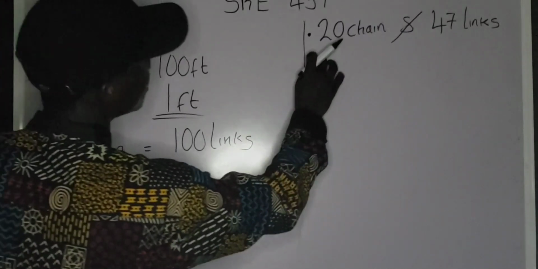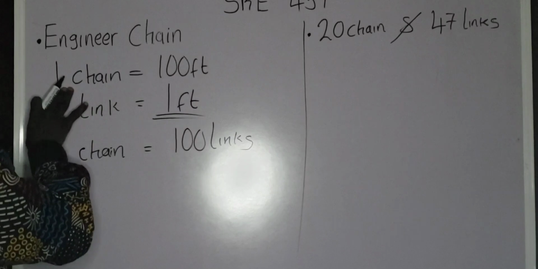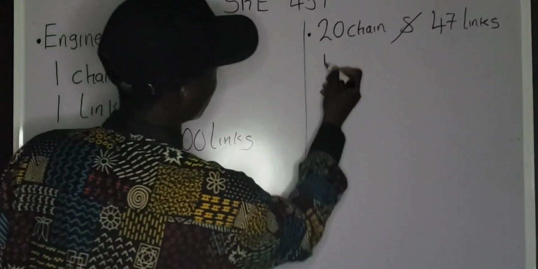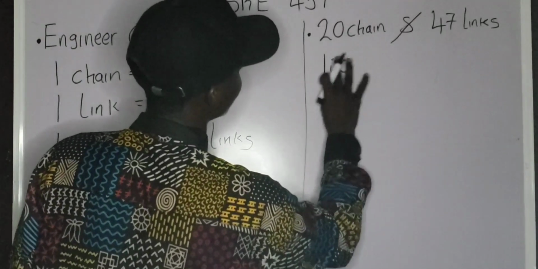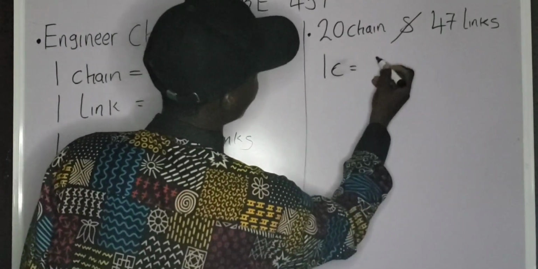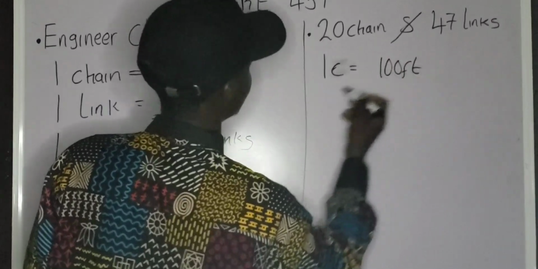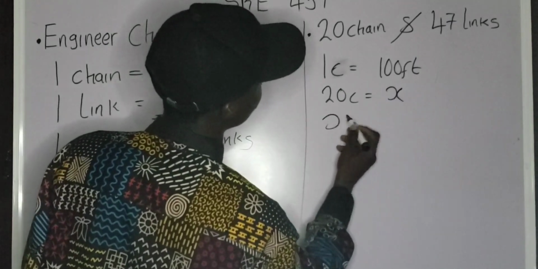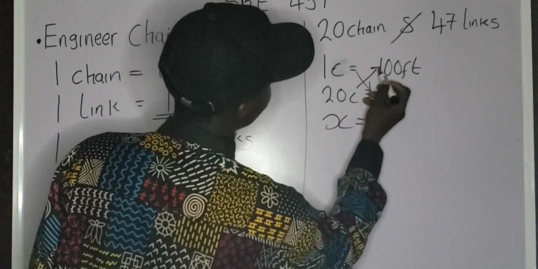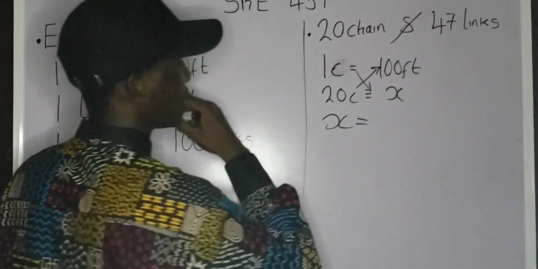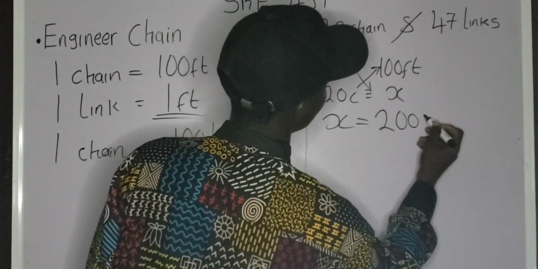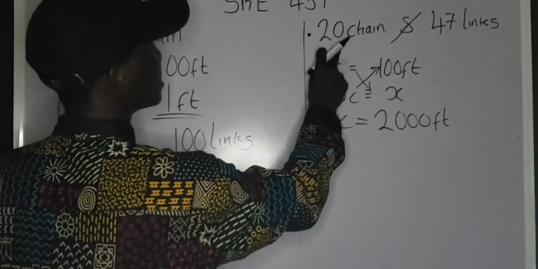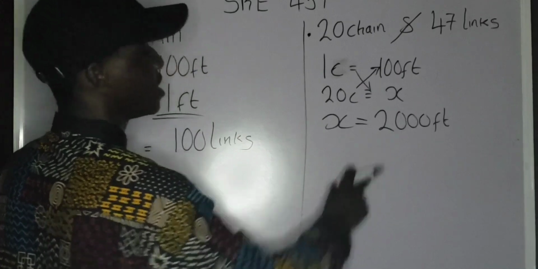Now in order to convert the 20 chains to feet, don't forget that one engineer chain is what? 100 feet. So if one chain is equal to 100 feet, then 20 chains will be equal to x. So if you cross multiply, 20 multiplied by 100, that is what? 2000. So x is equal to what? 2000 feet. So the 20 engineer chains, when expressed as feet, is 2000 feet.